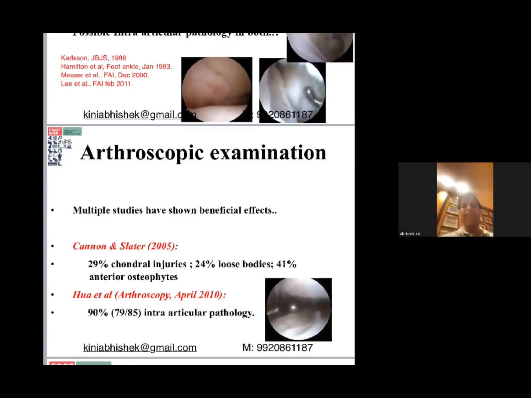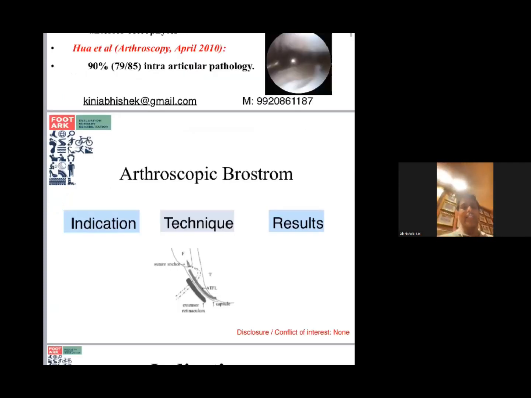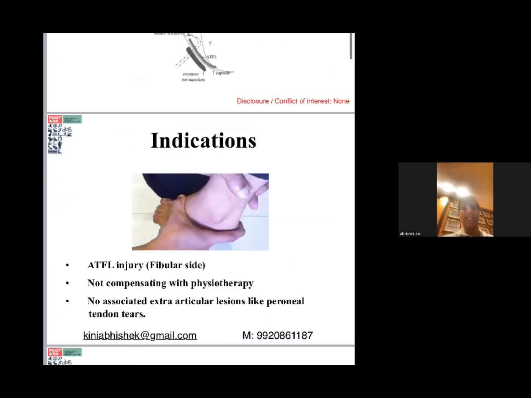So now what we do is an arthroscopic Brostrom, and in this talk we're going to talk about the indications, the techniques, and the results of our series. What are the indications? Normally an ATFL injury. To begin with, I would say start with a one-sided fibular side injury which is non-compensated with physiotherapy. As Dr. Rajesh said, we always put them on a good trial of physiotherapy, as ideally even a knee guy should with prehab. But we do that in the ankle more often. And these are not associated with any extra-articular lesions like peroneal tendon tears or a hindfoot varus, which needs a hindfoot corrective osteotomy and then the Brostrom.